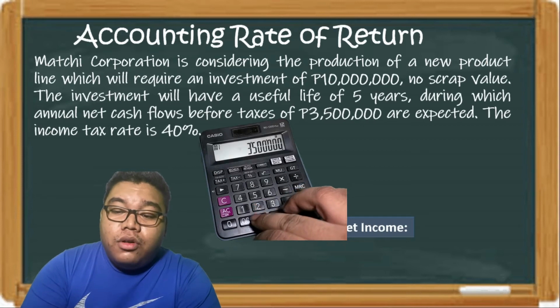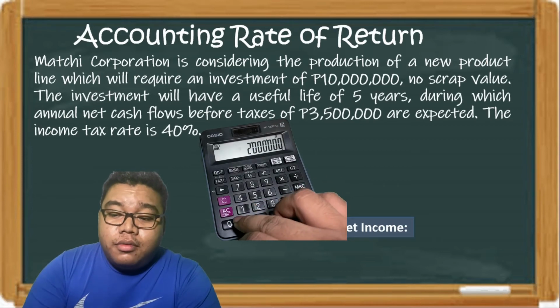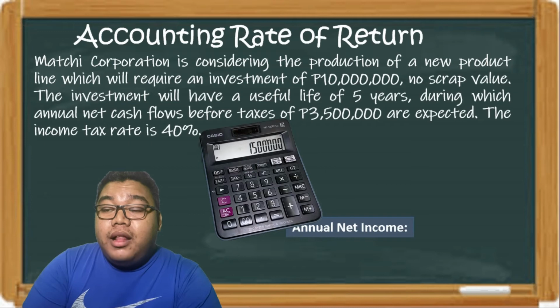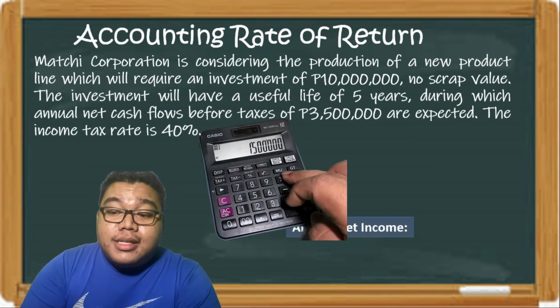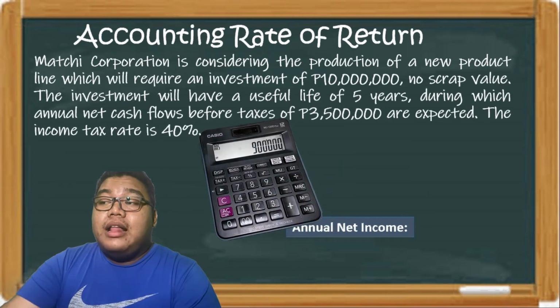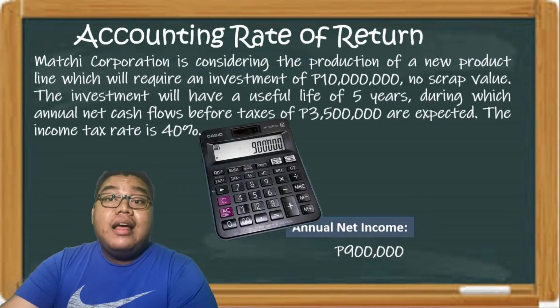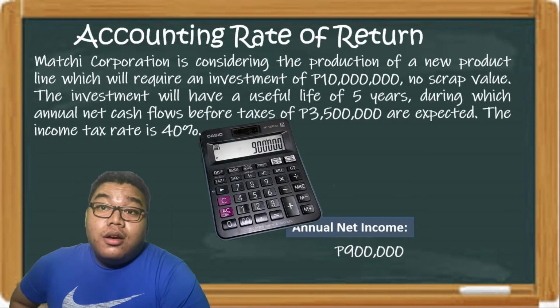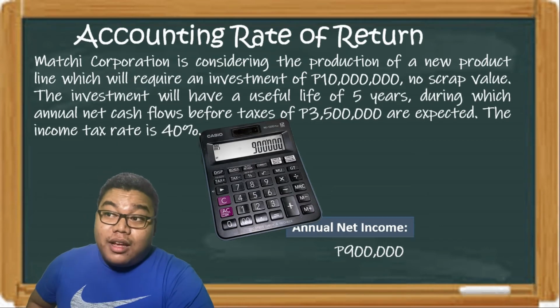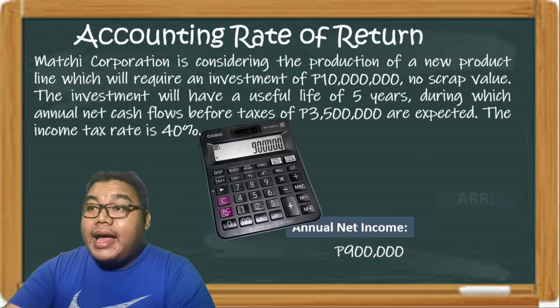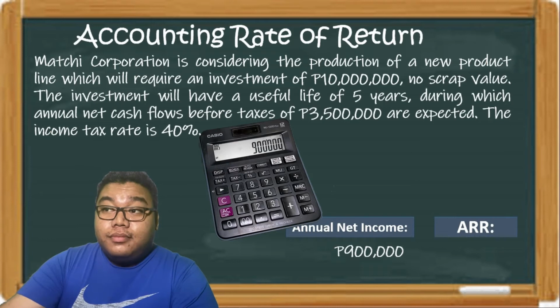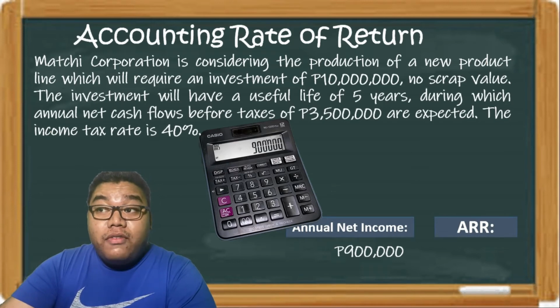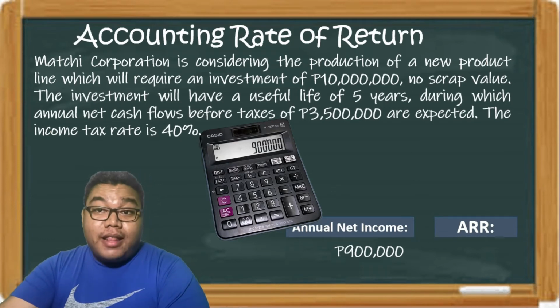You would have 2 million. So 1.5 million times 0.6. So your net income would be 900,000. Now, you would consider that in computing for your accounting rate of return, which is computed by the net income divided by the investment.